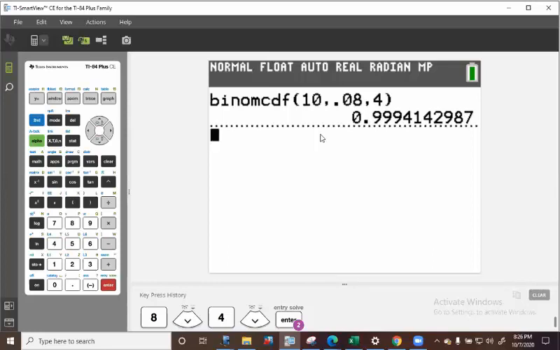Let's see, 10, comma, 0.08, comma, 4. And you're putting the last parenthesis as well? Yes. Without seeing what you have, I can't analyze it. I don't know if it was because it's a TI-83. Does that matter, a TI-83?